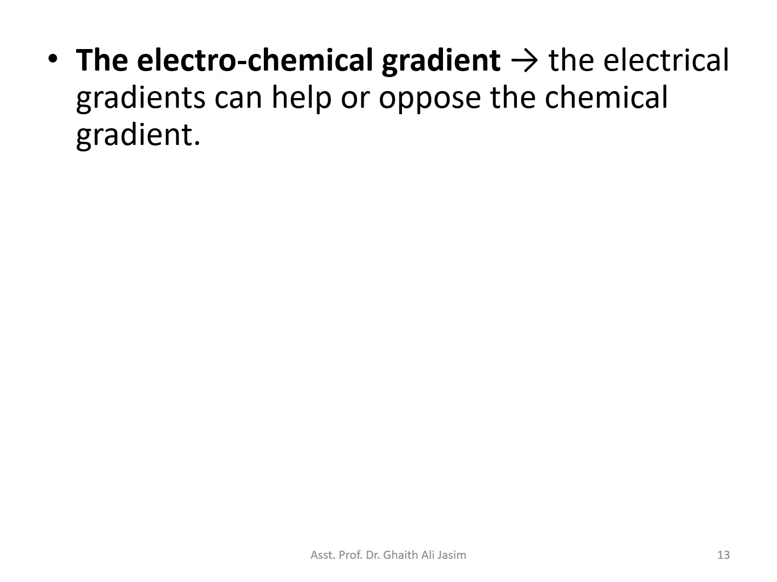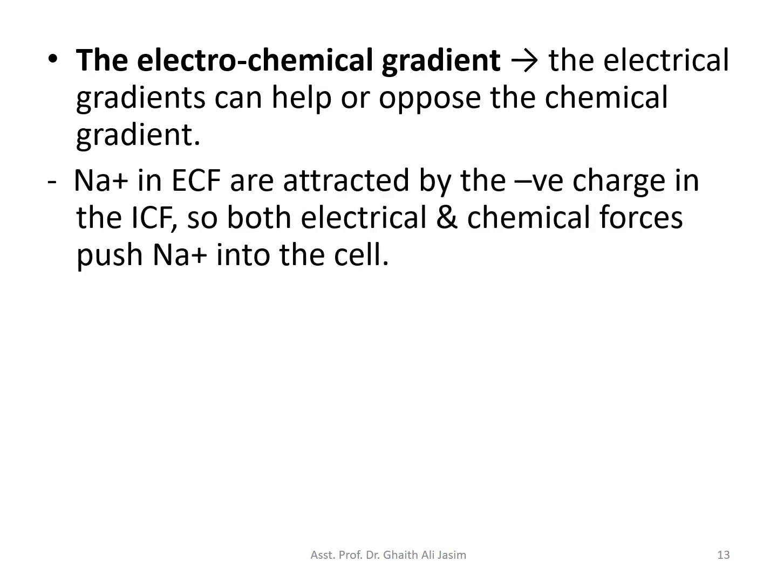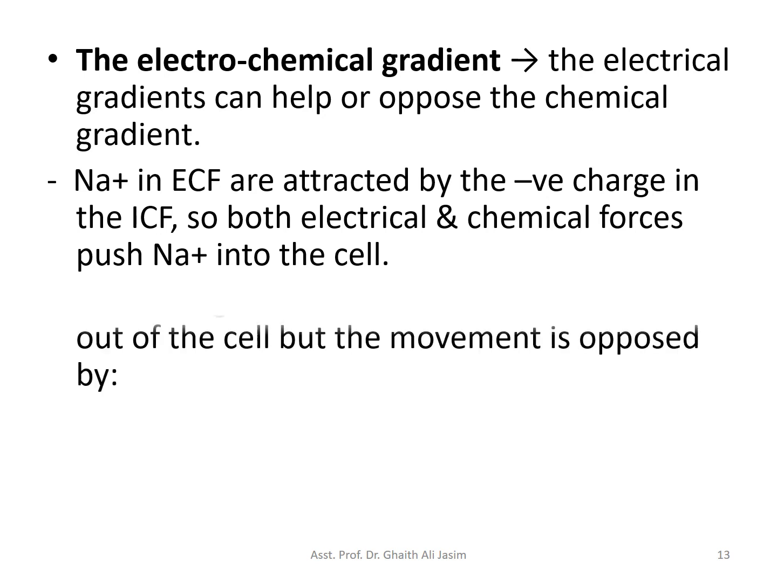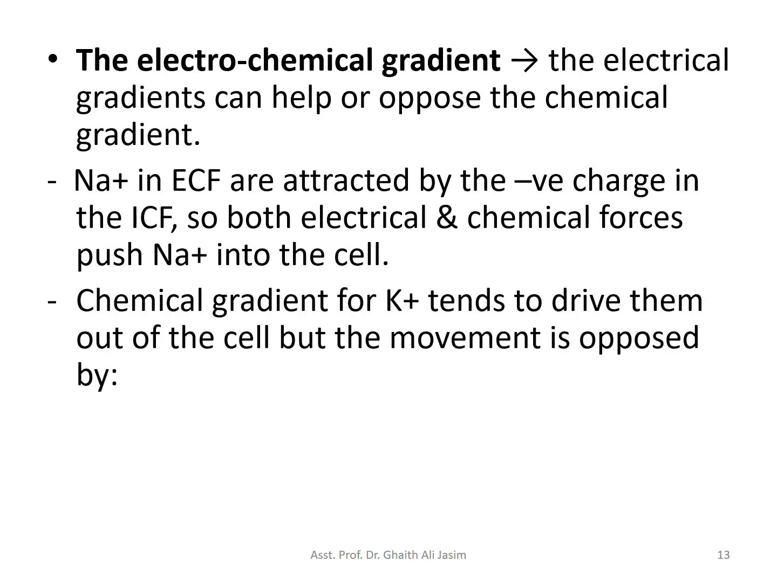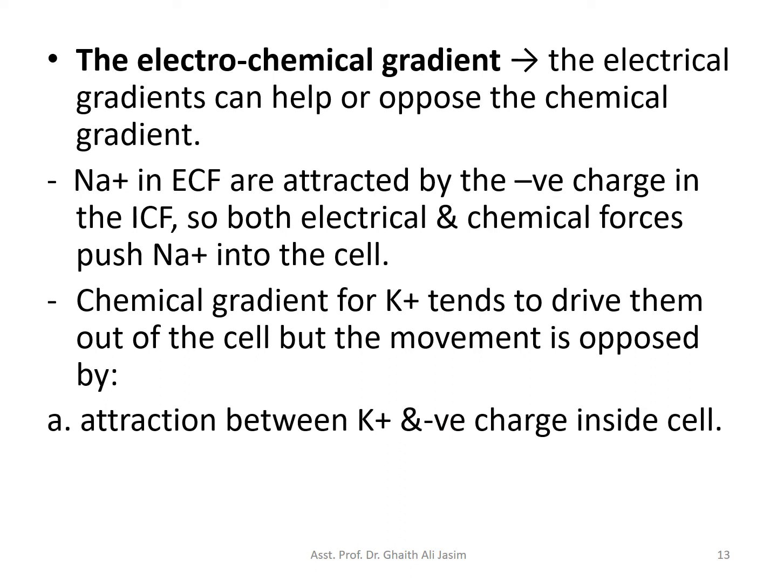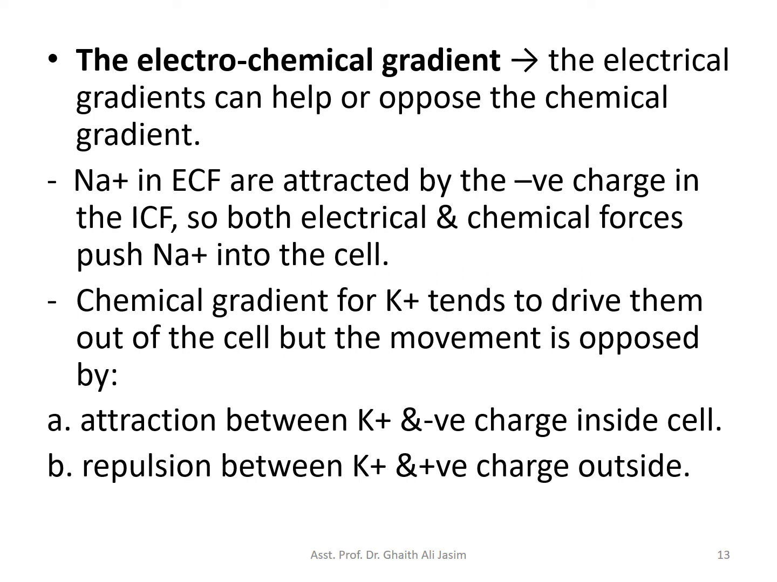Another factor is the electrochemical gradient. The electrical gradient can help or oppose the chemical gradient. For example, sodium ions in the extracellular fluid are attracted by the negative charge in the intracellular fluid, so both electrical and chemical forces push sodium into the cell. The chemical gradient for potassium tends to drive it out of the cell, but the movement is opposed by, first, attraction between potassium, which is positively charged, and the negative charge inside the cell, and second, repulsion between the positive potassium and the positive charge outside the cell.